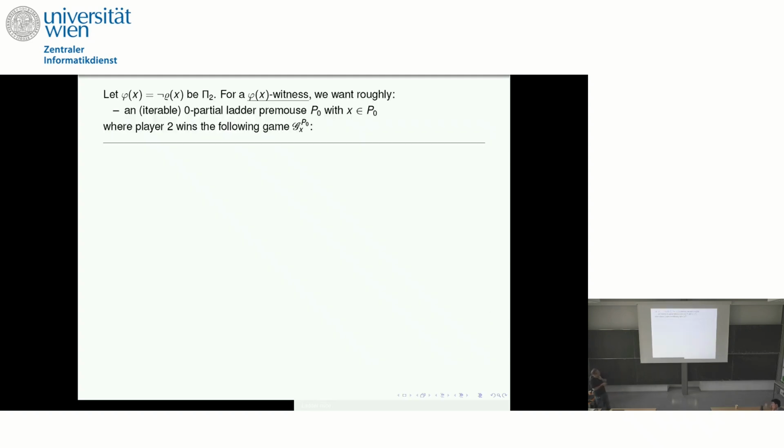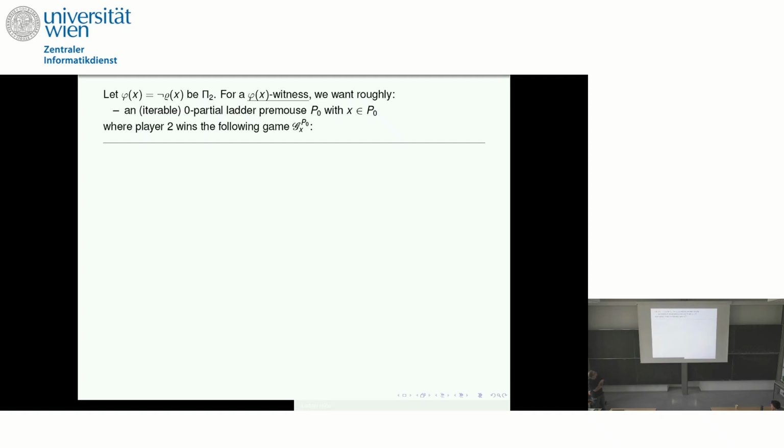Okay, so here's the motivation for how we define the phi x pre-witness. What we want is a phi x pre-witness or witness. Witness will mean it's iterable. Pre-witness is the first order part. So what we want roughly is an iterable zero partial ladder that has x in it.